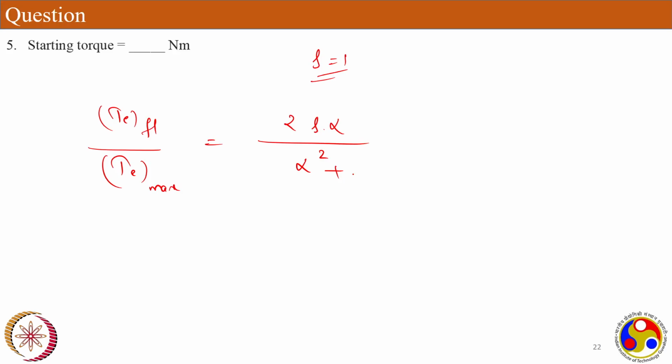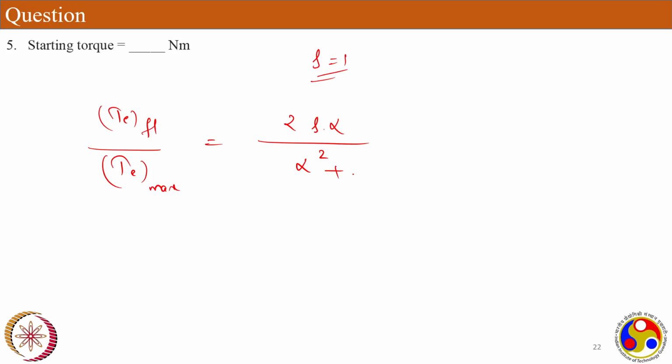So in this, the maximum alpha is 0.16, and you can easily calculate the starting torque: T starting equals T maximum multiplied by 2 times 0.16 divided by 1 plus 0.16 square. It's very important to remember the conditions and the relations which you have from the problem. That's the only key for this problem. Once you get the relation, it's just substitution.